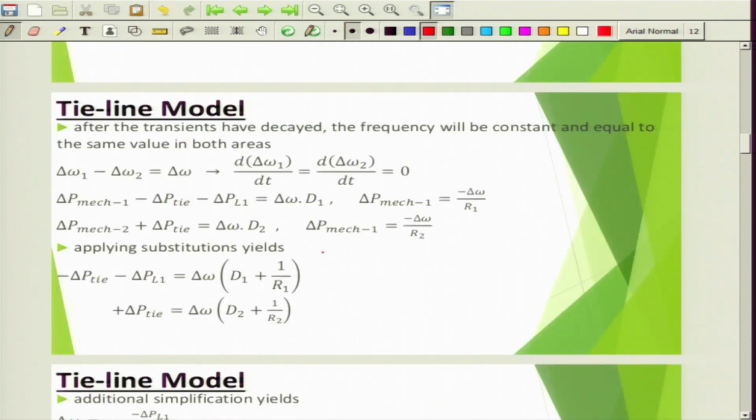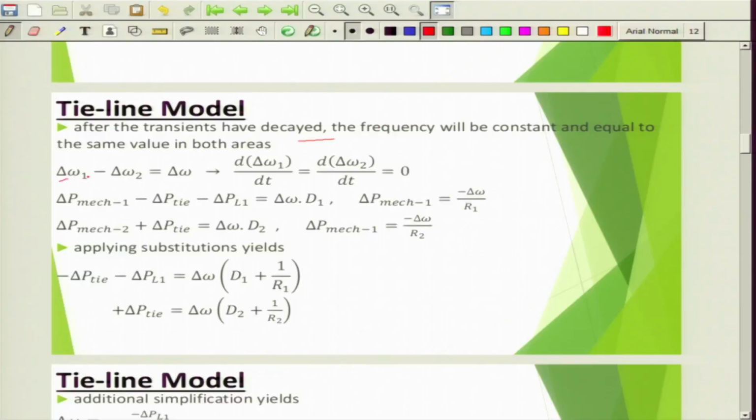Now what is happening? After the transients have decayed, the frequency will be constant and equal to the same value in both areas. Ultimately, because it is an interconnected network, during transients there could be deviation in frequency at the individual networks, but after some point of time they will come to a common agreement and the frequency will settle at one point. It is a common frequency ultimately. So delta omega 1, change in speed at network 1, minus delta omega 2 is equal to delta omega, and over a period of time, d by dt of delta omega 1 is equal to d by dt of delta omega 2, and that is equal to 0. The rate of change of this frequency deviation will be 0.